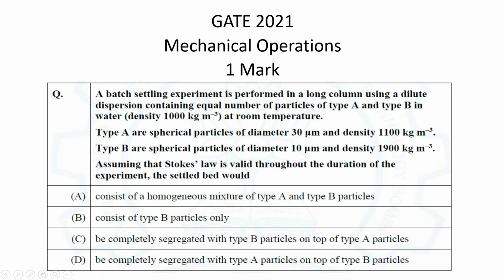Option B will be wrong. Consist of type B particle only, it will be wrong. Be completely segregated with type B particle on top of layer A particles, no, this will be wrong. And completely segregated with type A particle on top of type B particles, it will also be wrong. So option A will be the correct answer.